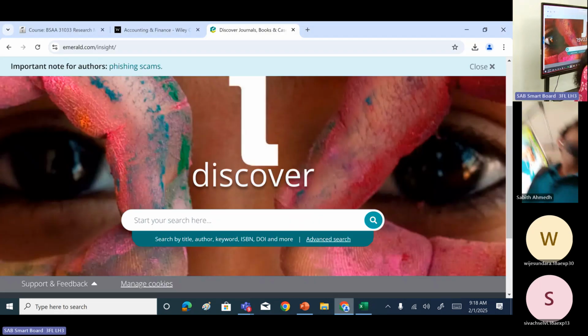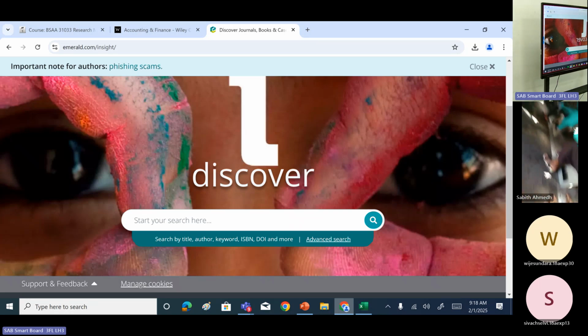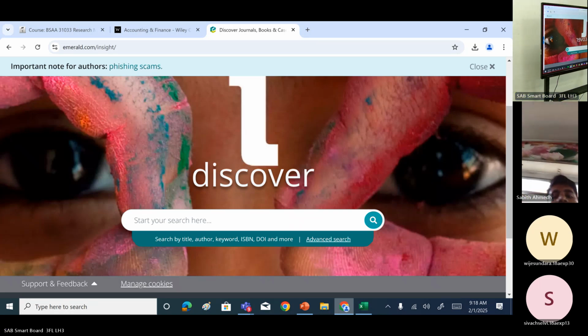Emerald Insight. Now type here whatever research industry or research area you are interested in. It may be a little bit difficult or different on your phone.